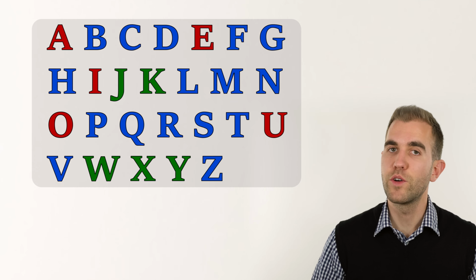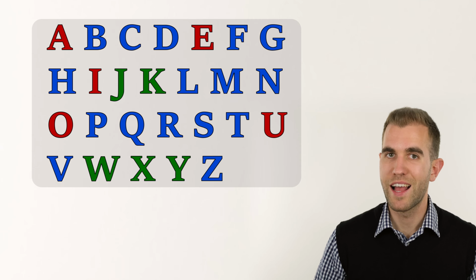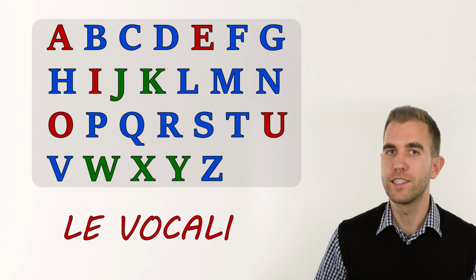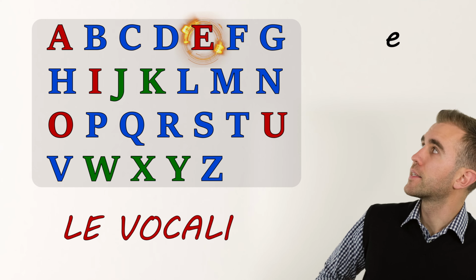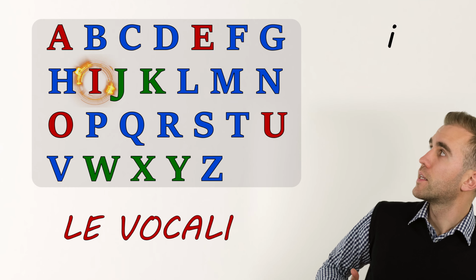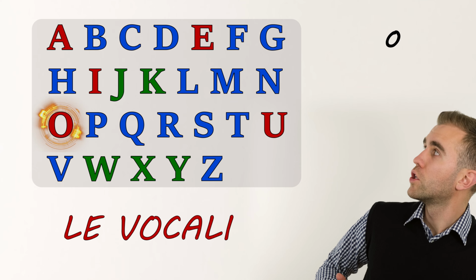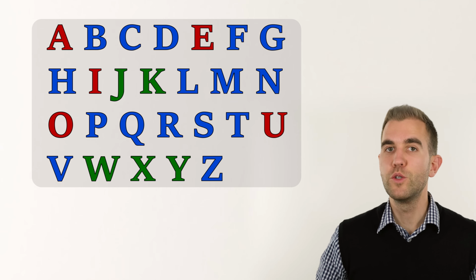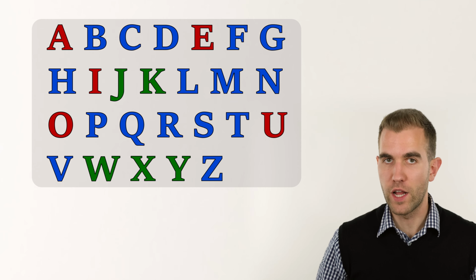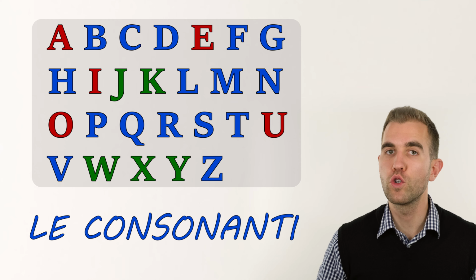In red you can see the vowels, le vocali. A, E, I, O, U. In blue you can see the consonants, le consonanti.